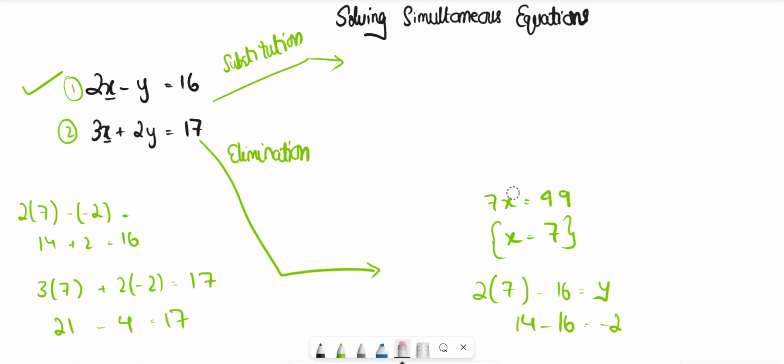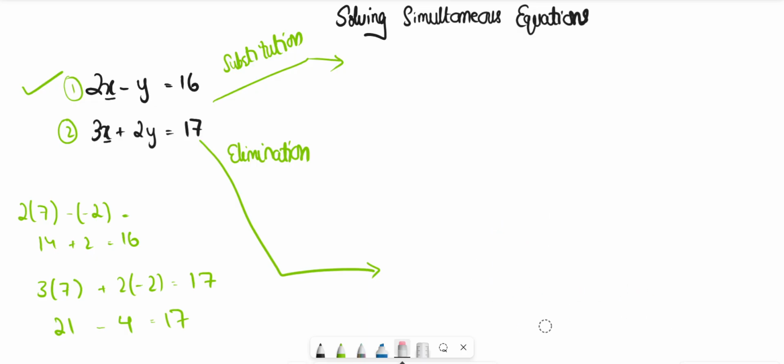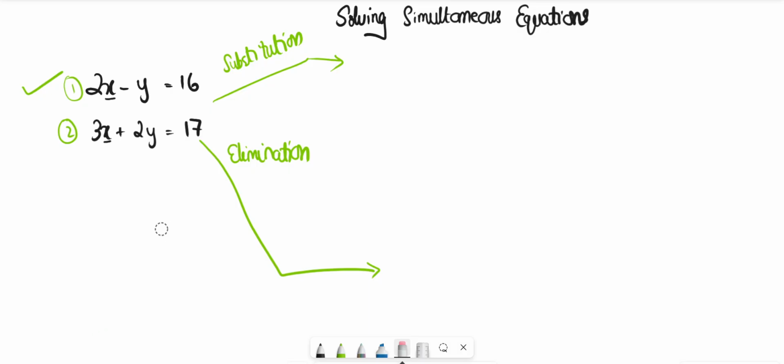Let's move forward with the other strategy that we have. The other strategy is called the elimination method. Now, what do we mean by eliminate? What do we mean by the term eliminate? It is to remove something, right? It is to remove something from its presence.